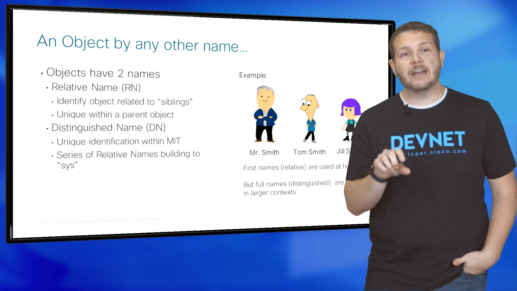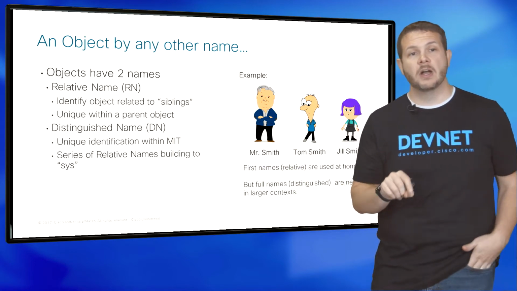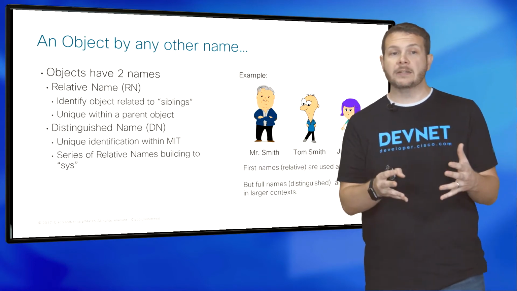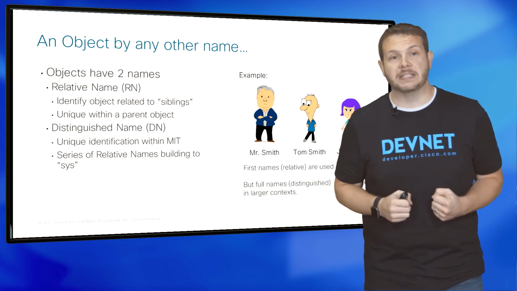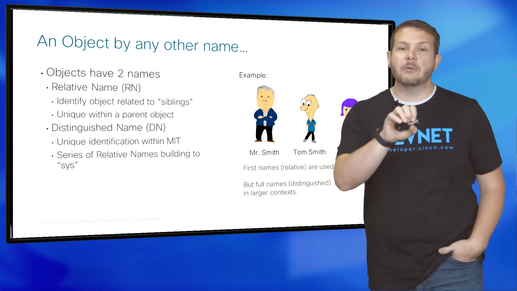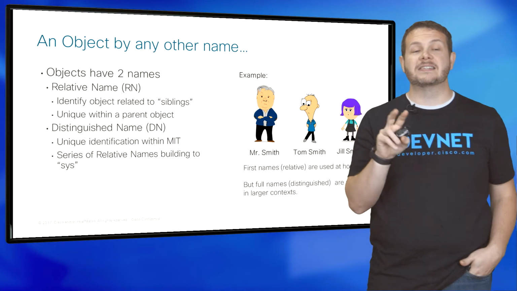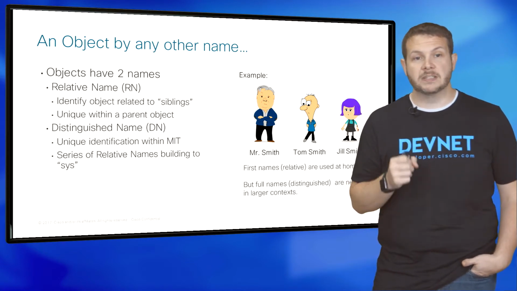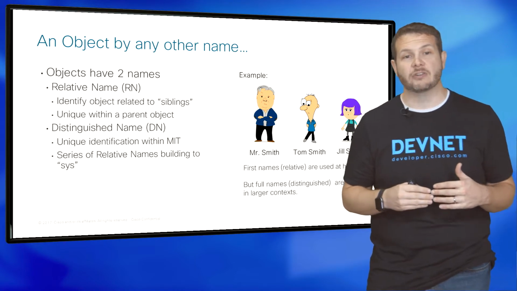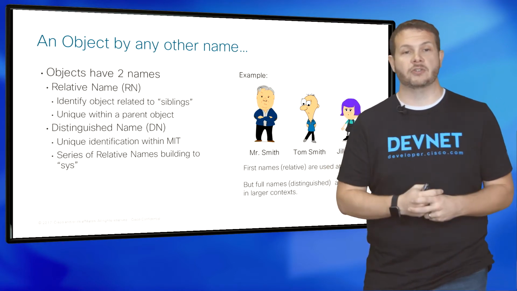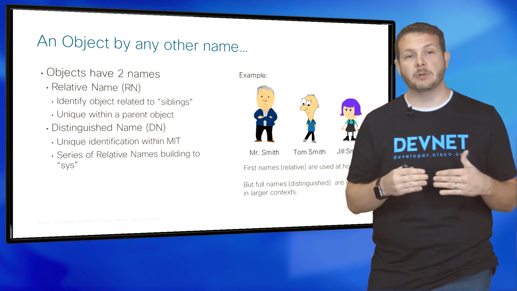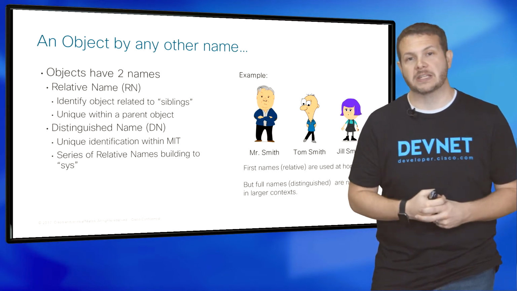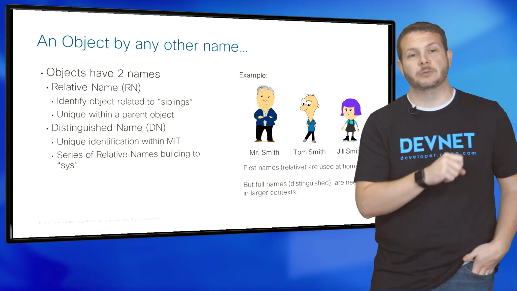Inside of the model, every object will have two names, a relative name, or an RN, and a distinguished name, or a DN. Now, relative names are how we identify an object relative to all of its siblings, the other elements directly underneath of a parent. The distinguished name is a unique identification across the entire information tree, and is assembled by connecting all of the relative names together up to the top level of uni.